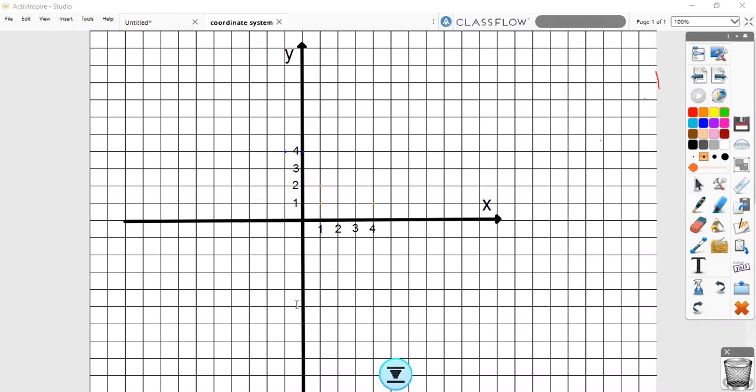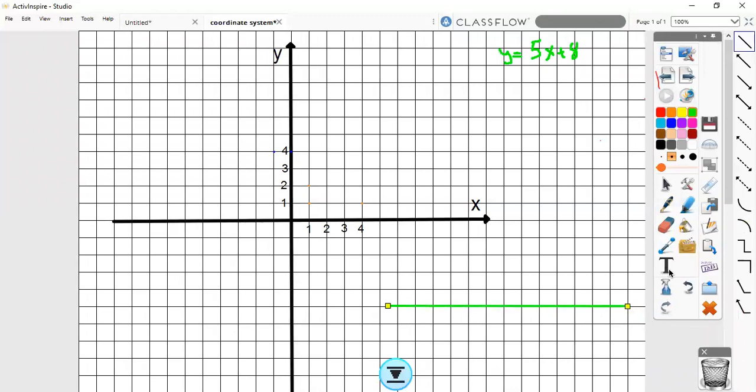Now, let's say we have y is equal to 5x plus 8. What are we going to do first? First, we are going to make a table directly. I am going to make the table here down. For drawing the lines, I am going to use a table, and I am going to start to evaluate x and y.